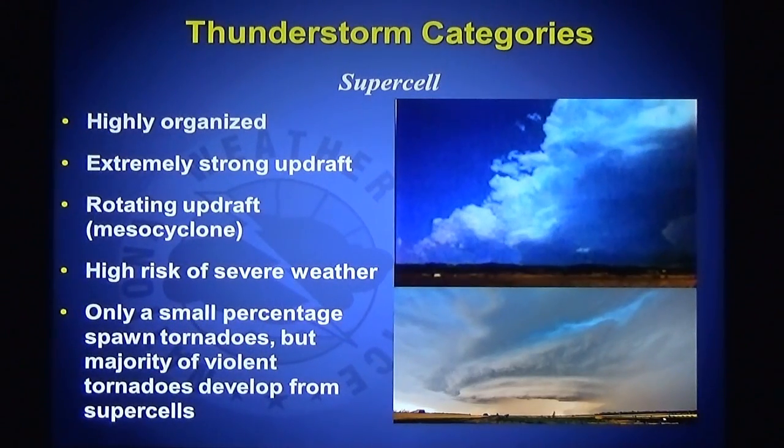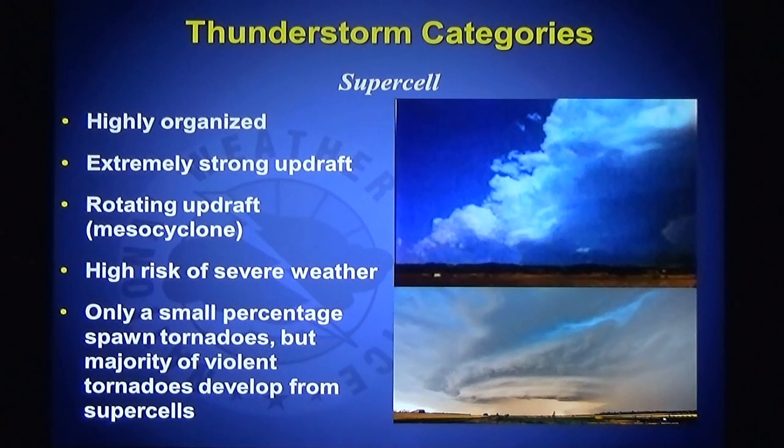Supercell thunderstorms are highly organized. The updraft is extremely strong. And what makes a supercell separate from other thunderstorms is that the updraft in the storm is actually rotating. There's a high risk of severe weather with supercells.